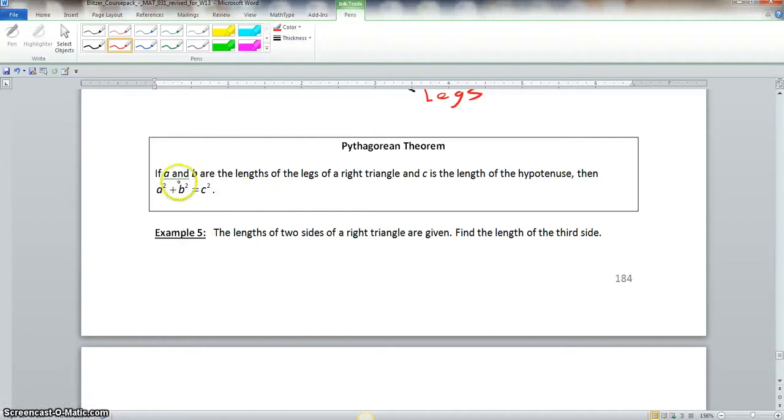Okay, now the Pythagorean theorem. If a and b are the lengths of the legs of a right triangle, and c is the length of the hypotenuse, then a squared plus b squared equals c squared. So that's like leg squared plus leg squared is equal to the hypotenuse squared. This is the same thing as a squared plus b squared equals c squared.